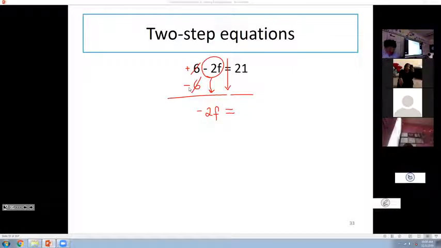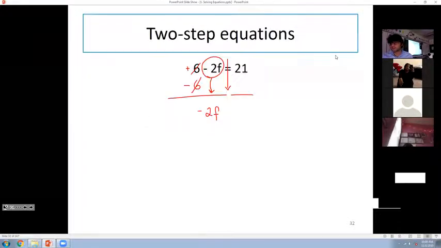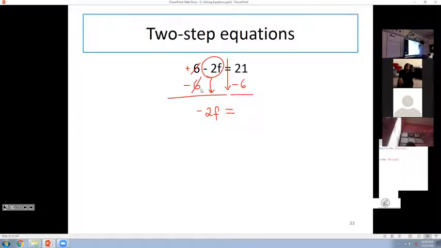Remember this one, Jada. I said, remember, what you do to one side of an equation, you must do to the other. Actually, okay, yes. And so subtract 6 from 21. Yes, awesome, Jada. And 21 minus 6 is equal to 15.